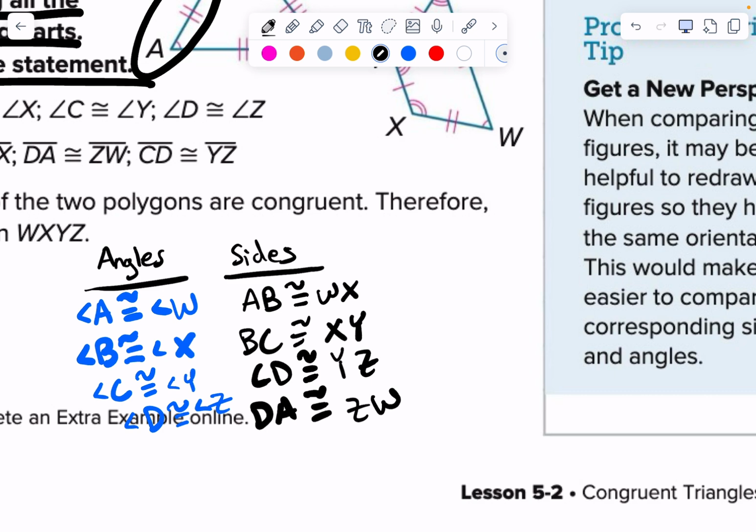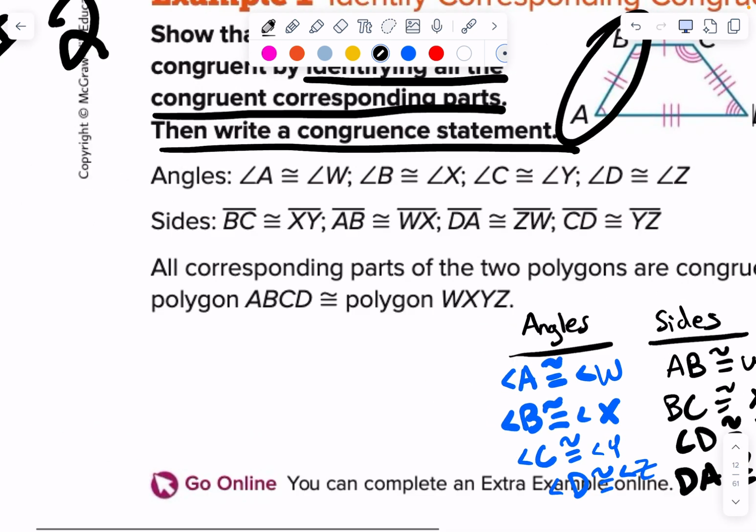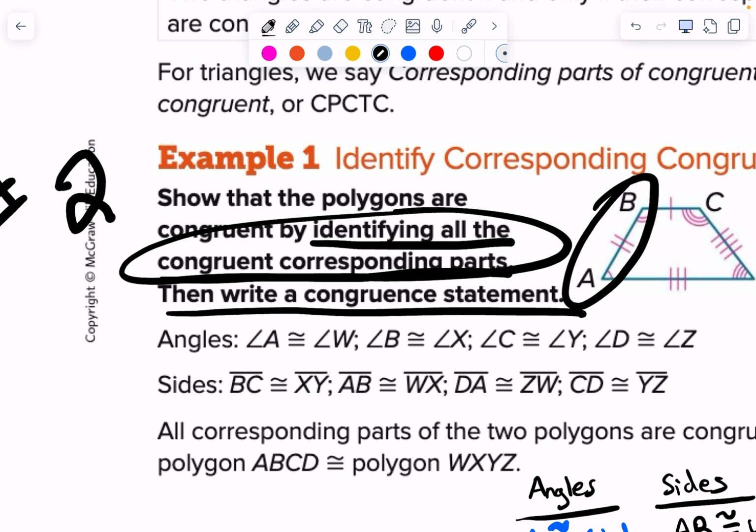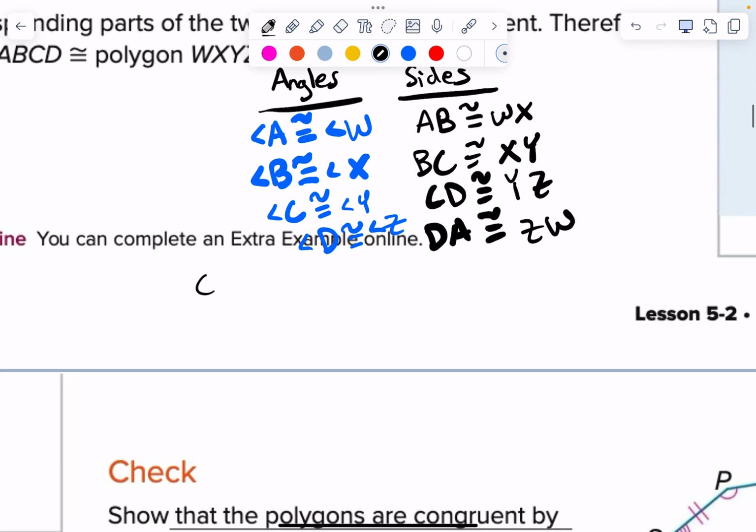So, angles, sides. It says identify all the corresponding parts. Those are all my parts, my angles and my sides. And there's 4 in each, because this is a 4-sided figure. Then it says, write a congruence statement. So write this down. Congruence statement.